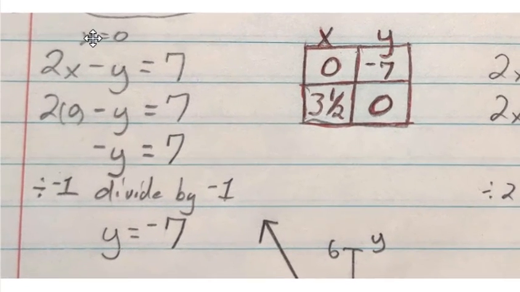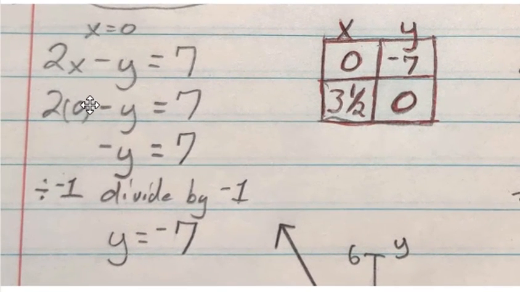All right, same process. X equals 0. I substitute in 0. 2 times 0 is 0. 0 minus y gives me a negative y. Okay, now here's where things might get tricky. You're like, oh shoot, well what do I do now? Do I have to add y to both sides? Long story short, you could, but that's a lot of extra steps.